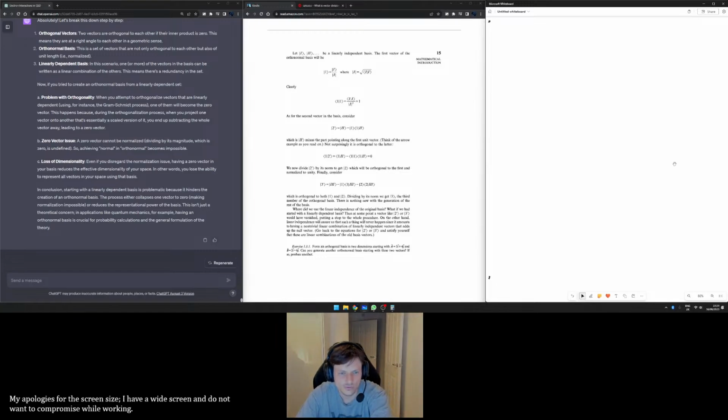So it says create an orthogonal basis. An orthogonal basis, not orthonormal, in 2 dimensions, starting with A equals 3i plus 4j and B equals 2i minus 6j. All of them are vectors. Can you generate? I see. And then it says about orthonormal. So form an orthogonal basis in 2 dimensions, starting with this.